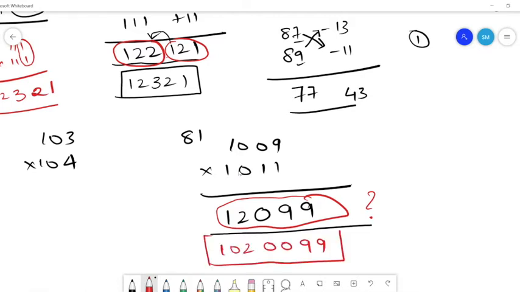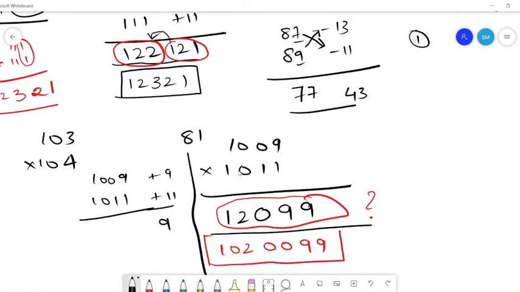Great. So see, 1009 is close to 1000, so it's plus 9 and plus 11. 11 times 9 is 99, but you need to include one more 0 in front of 99 because 1000 has 3 zeros. Now you do the normal one: either add 1009 plus 11, or 1011 plus 9. Both give the same result, 1020.